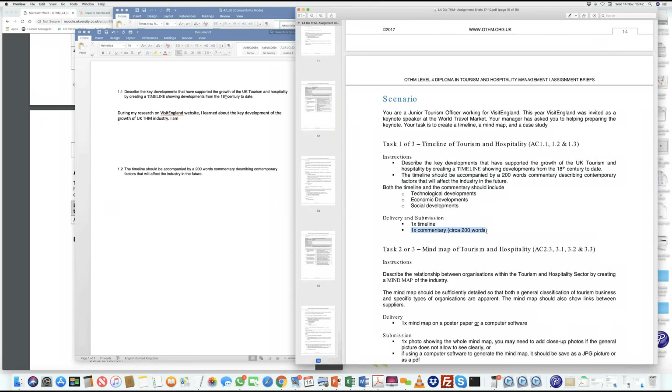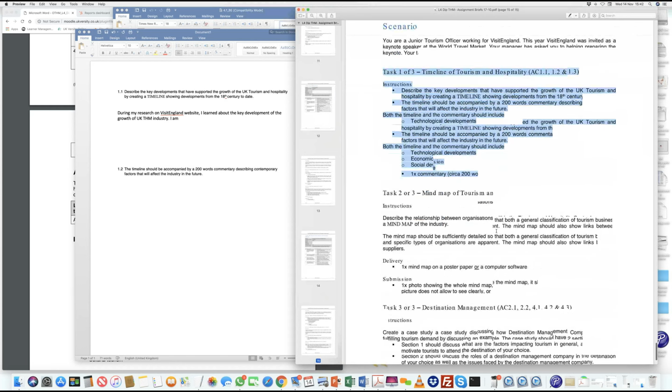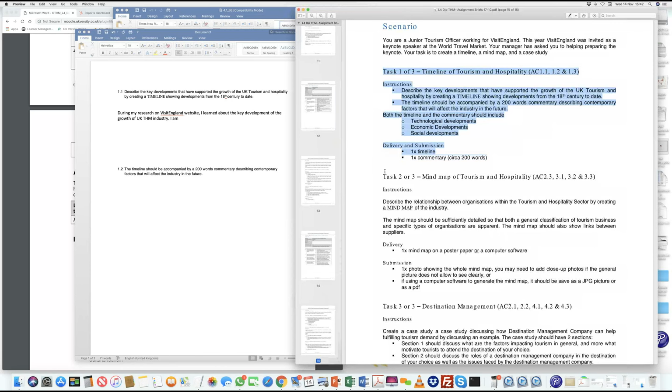And the second is you're writing a commentary which covers these 2 tasks. So basically, in about 200 words, you're actually covering learning outcome 1 essentially. Give or take 200 plus minus 10%. And then when you go to task 2, you've been asked to draw a mind map of tourism. So the mind map of tourism is basically asking you to create a poster or some sort of a flow chart that talks about the relationship between different organizations which work within the THM sector.